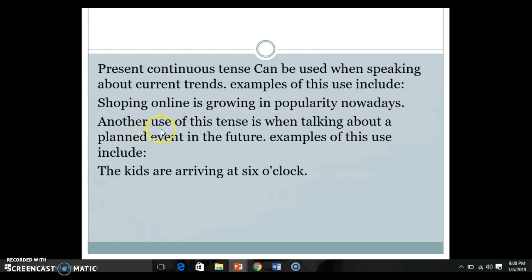And another use of this tense is when talking about a plan, even if in the future. For example, the kids are arriving at 6 o'clock. The kids is subject, more than one subject, so use the to be are. The kids are arriving. Arriving is verb 1ing. At 6 o'clock is the adverbial.